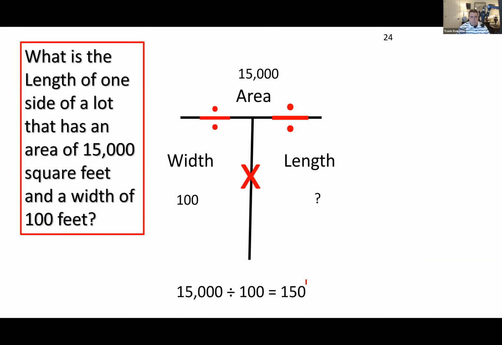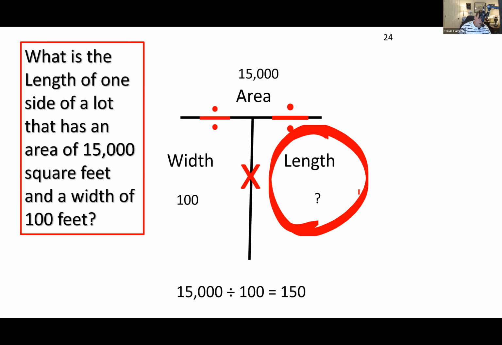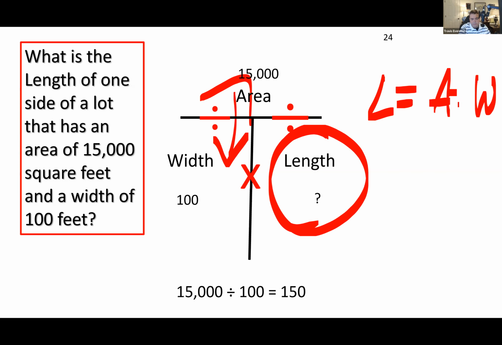So how does that work when you put numbers with it? What is the length of one side of a lot that has an area of 15,000 square feet and a width of 100 feet? Okay, so here's the thing. They want to know the length. I can write out my formula. Length equals area and width. And since they're top and bottom, I know that's going to be division between the two of them. Area divided by width.